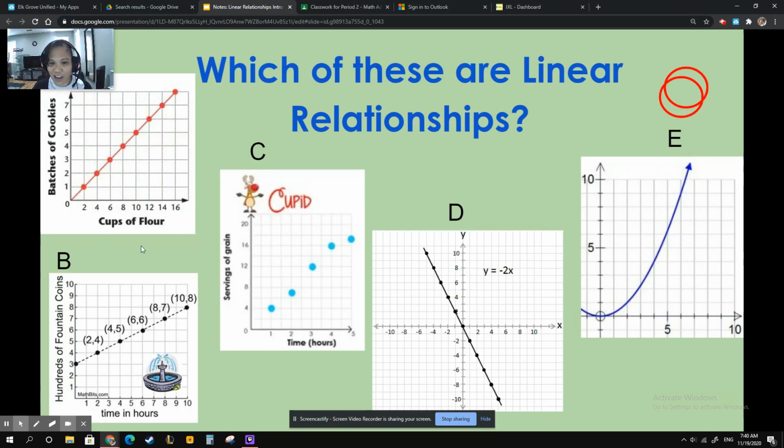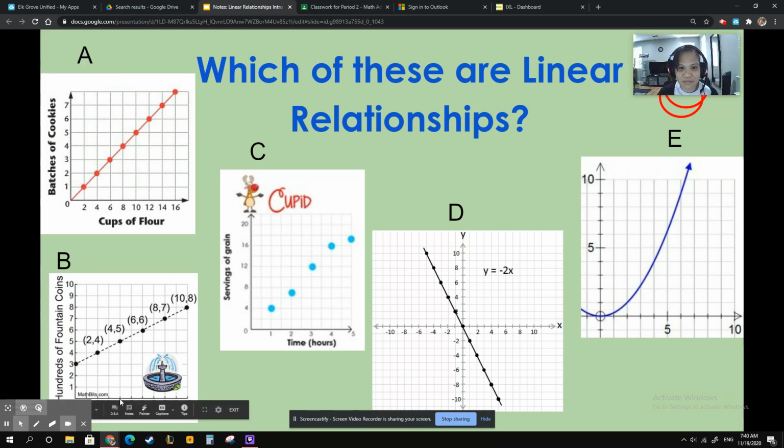So I have 1, 2, 3, 4, 5 graphs here. And I want you to think for a moment on your own which graphs are linear. And then we will check if you got them right. Okay, so if you picked A, you are correct.